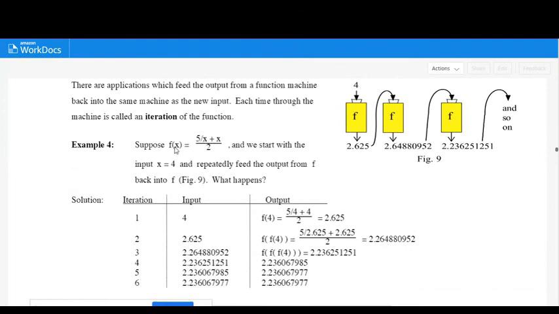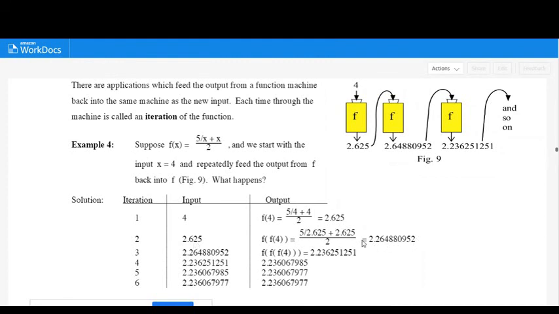So here, for example, suppose the function is 5 over x plus x over 2. And we start with the input x equals 4. So given yan, what happens? So first natin na iteration, our input is 4. So 5 over 4 plus 4 over 2, that is 2.65. So itong output na to, ito na yung magiging input natin for the second iteration.